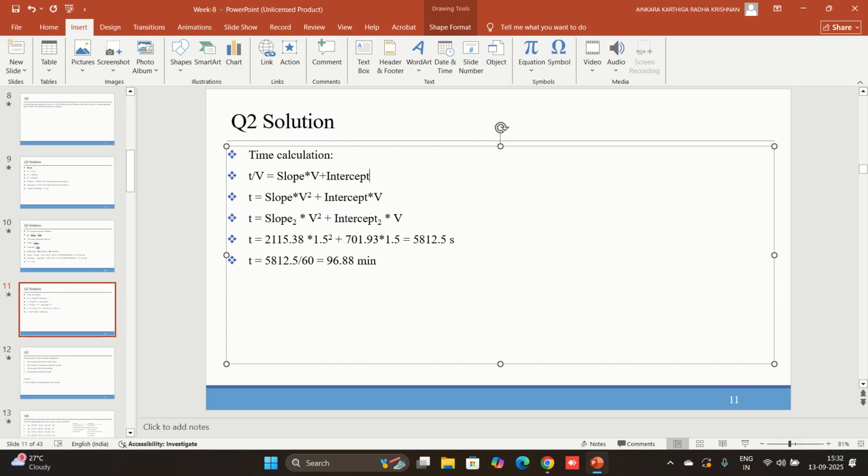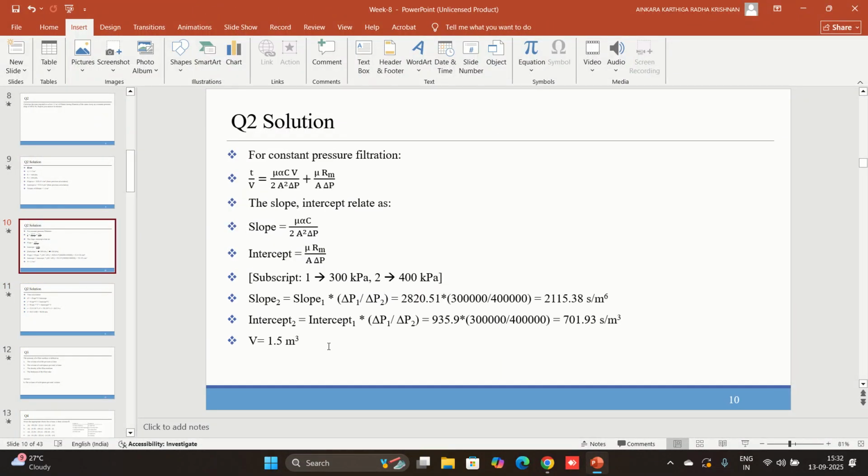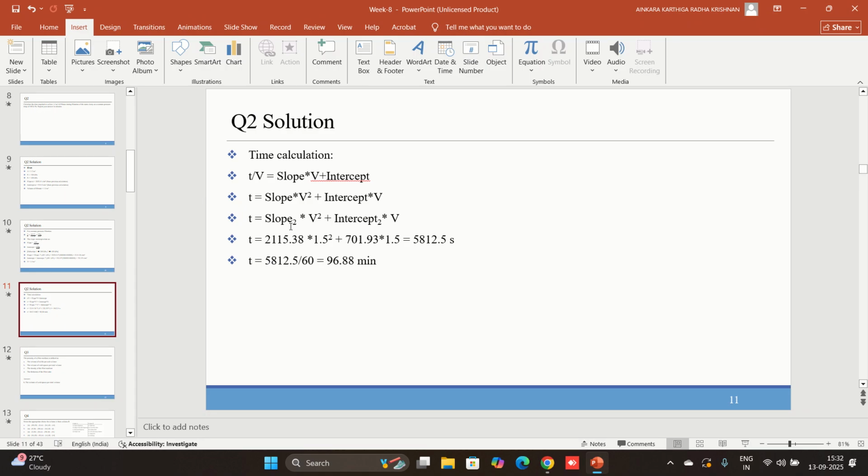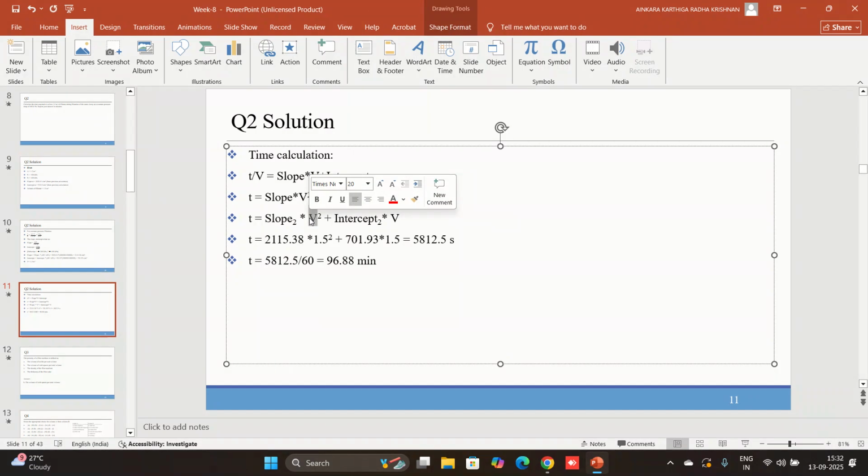In order to get the time, we take this V to the other side, so it becomes T is equal to slope into V square plus intercept into V. Now we are taking the 400 kilopascal condition: slope 2 into V square plus intercept 2 into V. Slope 2 and intercept 2 we have calculated here. Slope 2 is 2115.38 and intercept 2 is 701.93. Substituting it here, and then substituting for V as well, the volume of filtrate collected, we will get the time.